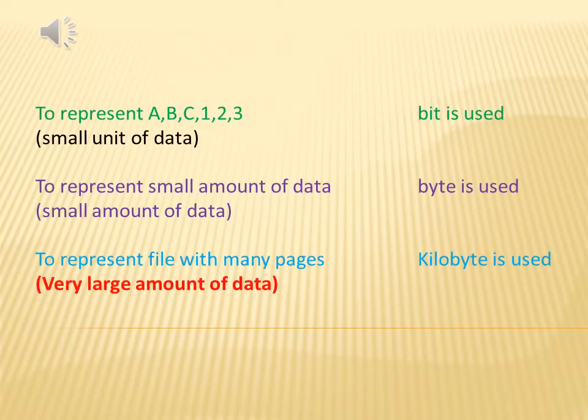To understand this more clearly, let's take another example. To represent any letter or digit like A, B, C, 1, 2, 3, different sets of zeros and ones in bits are used. But a byte is used to represent a small amount of data. So to show a file with many pages of text, the computer requires a very large number of bits, like kilobyte, megabyte and gigabyte. Up to this point we have learnt in detail how data is represented in the computer.